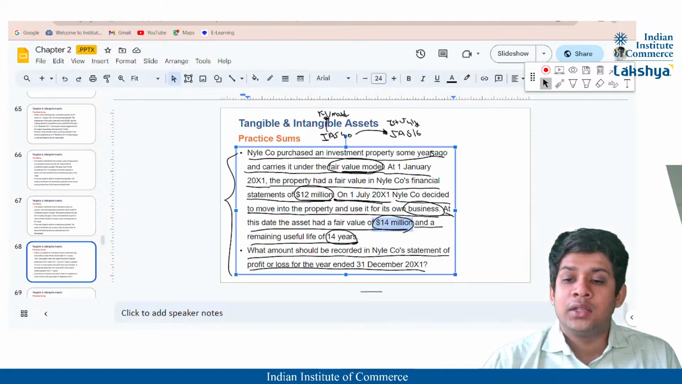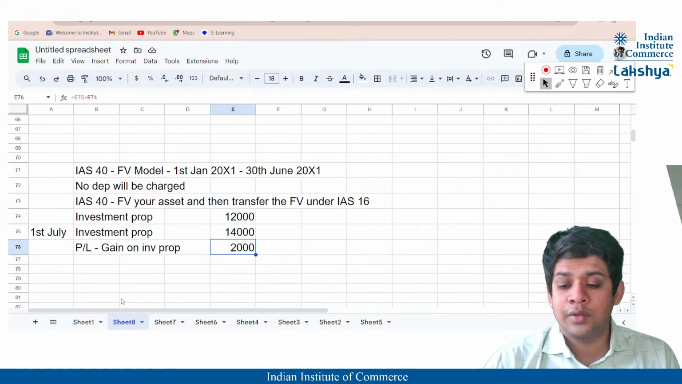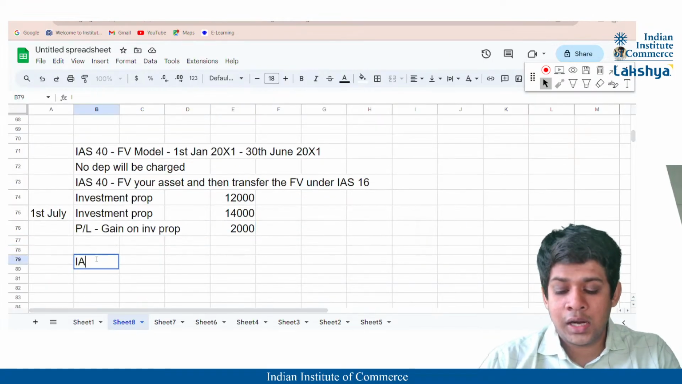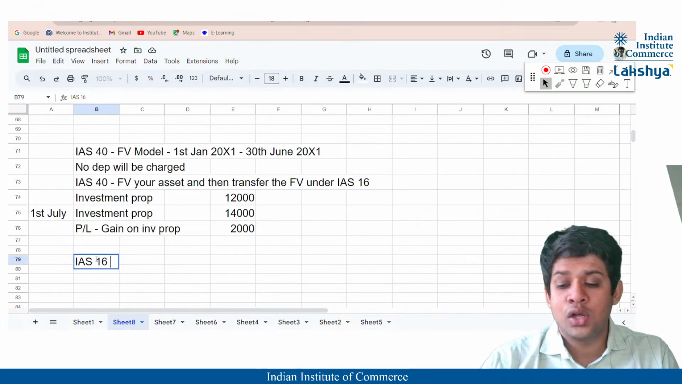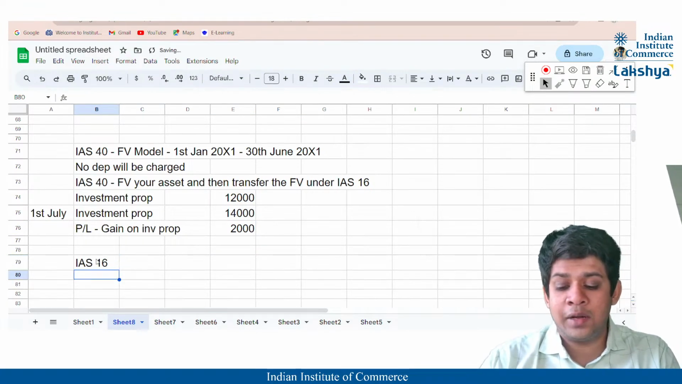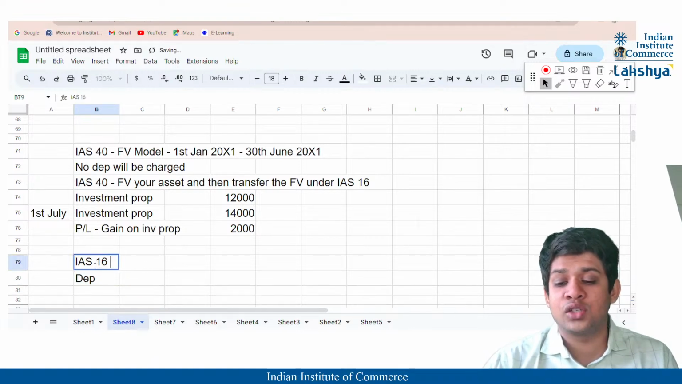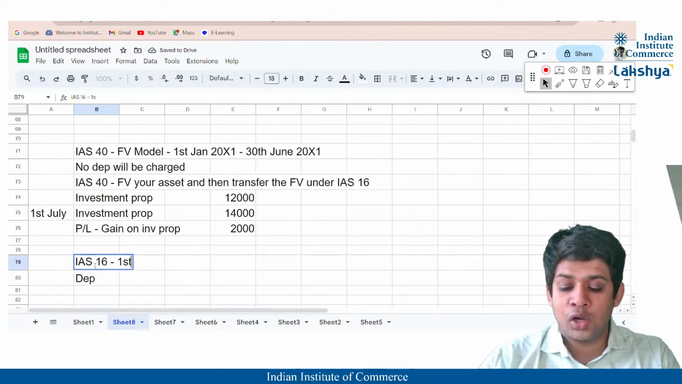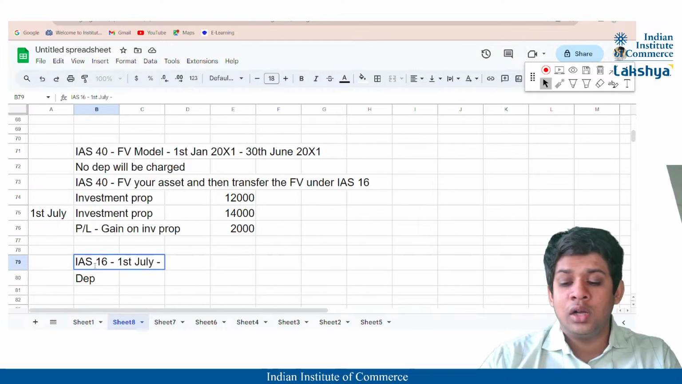Then from 1st July onwards, it is considered under IAS 16. So firstly, my asset will be depreciated, but always remember depreciation will be charged only from 1st July to 31st December, because before that it was an investment property under the fair value model. So during that period, there is no depreciation charged.